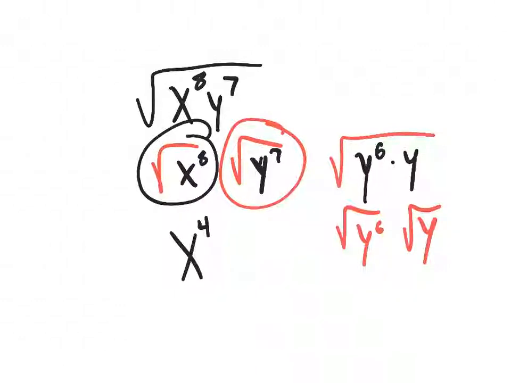So what is the square root of y to the 6th? Y to the 3rd. So my answer is x to the 4th, y to the 3rd, and then the square root of y.